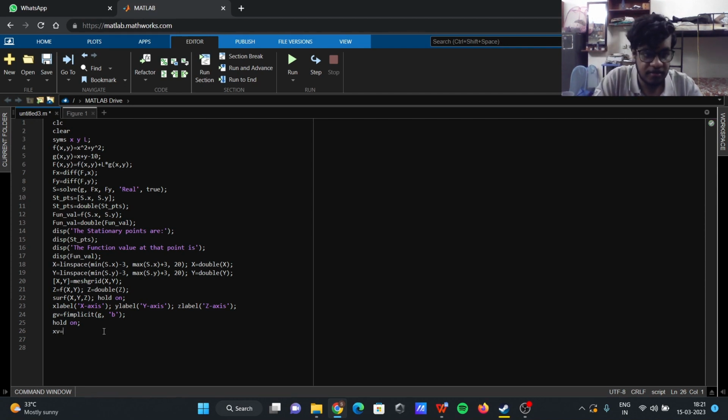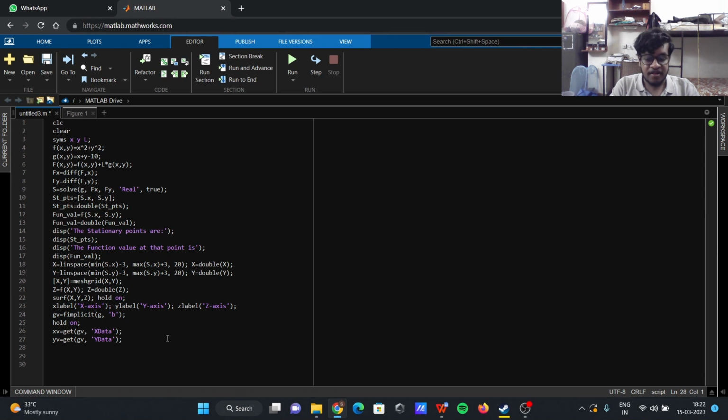Now, xv equal to get. Basically, what it does is it takes the GV's fimplicit g with the color blue, right? So g contains both x and y values. Using this get GV comma xdata, we can extract the x values from the GV, from the implicit function. Now, yv equal to get GV comma ydata. So now we have the x and y values, and do not double them. This will cause a problem. If you double them, it will cause a problem.